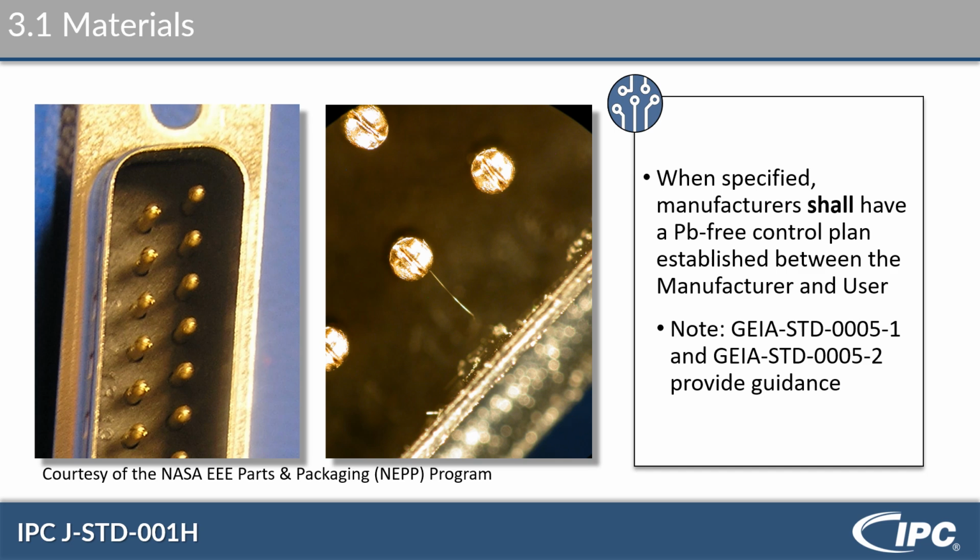When specified, manufacturers shall have a Pb-free control plan. Pb is the symbol for lead on the periodic chart. So when specified, manufacturers shall have a lead-free control plan. Lead-free does tend to create little whiskers here, depending on the air pressure. I know this happens, I think, on space programs. And they'll get what's called tin whiskers. Okay.